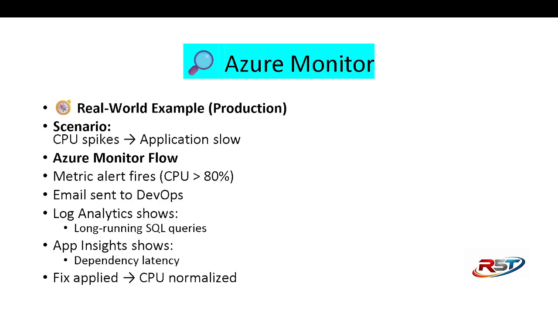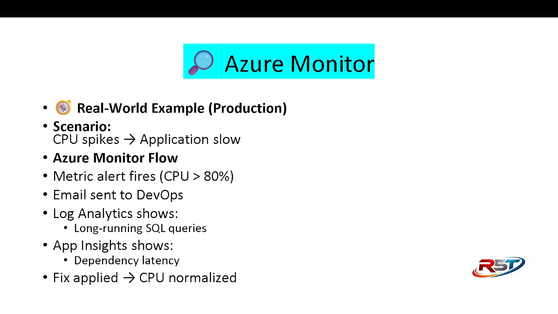And a real-world example scenario: suppose CPU spikes and the application is slow. In that case, the Azure Monitor flow is like this: a metric alert fires. CPU is a common metric, right? Whenever CPU is greater than 80%, it fires the alert. An email is sent to the DevOps team.